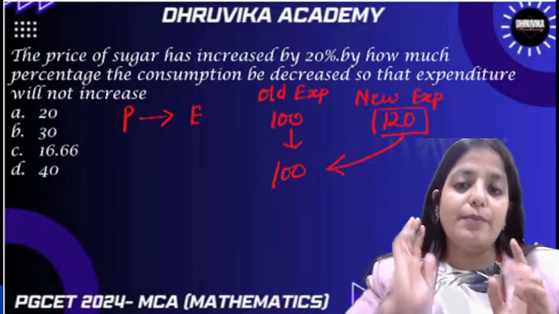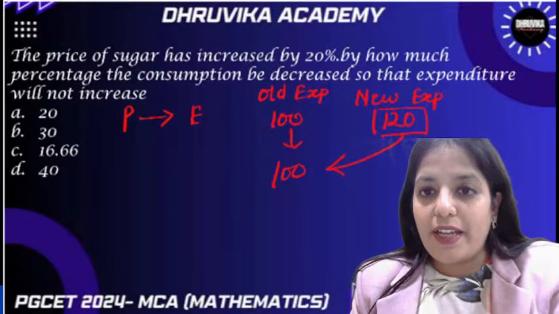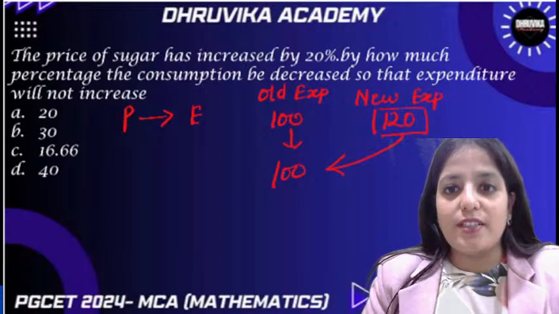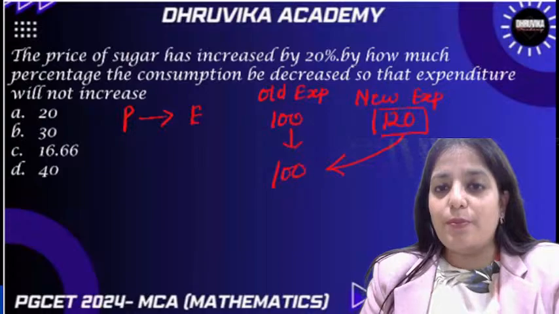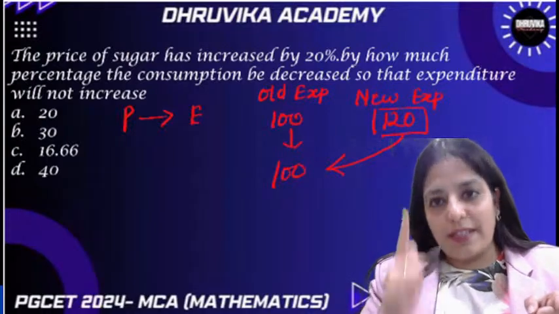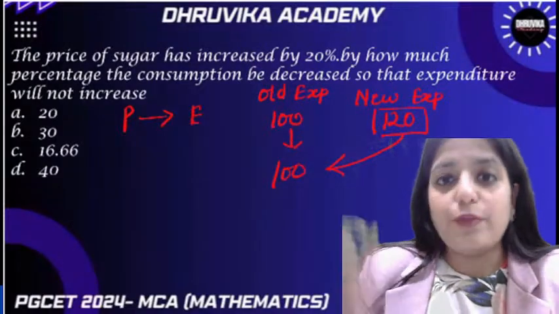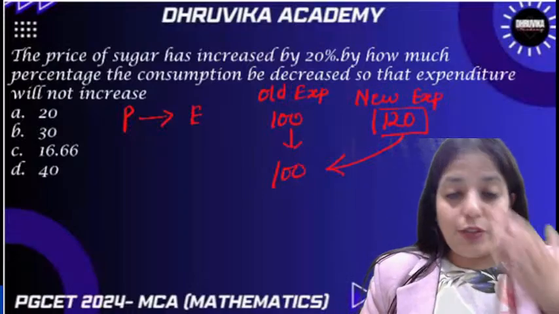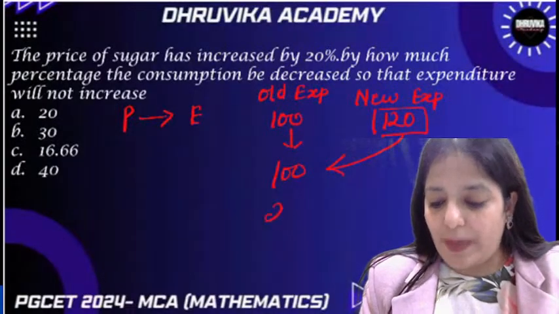So what are they saying? By what percentage should consumption be decreased? Whatever percentage change, we are going to calculate this through this equation. Although it is with respect to expenditure, since we are going in reverse, it is actually indicating what? Consumption. Okay, so this is the trick to calculate it. So we were at 120, we are to come to 100. So to come back to 100, we'll reduce the expenditure by 20.